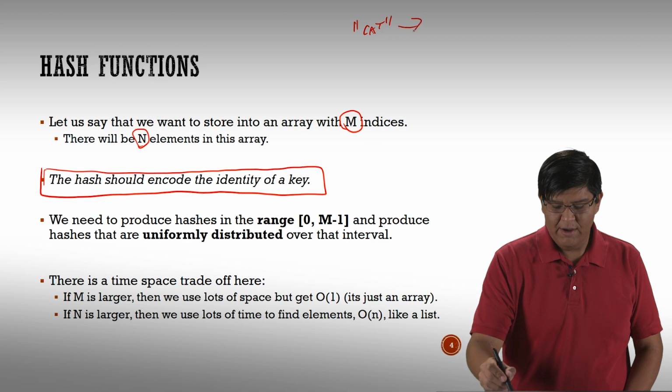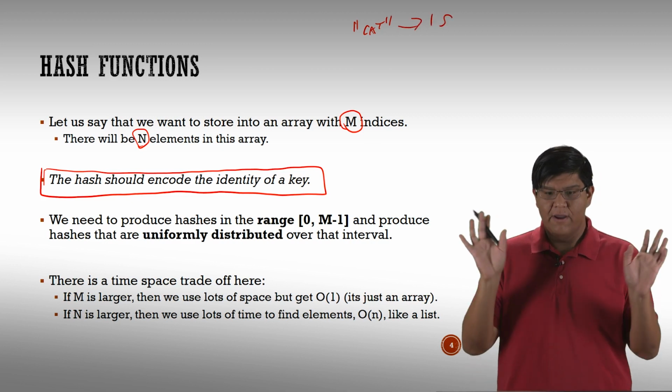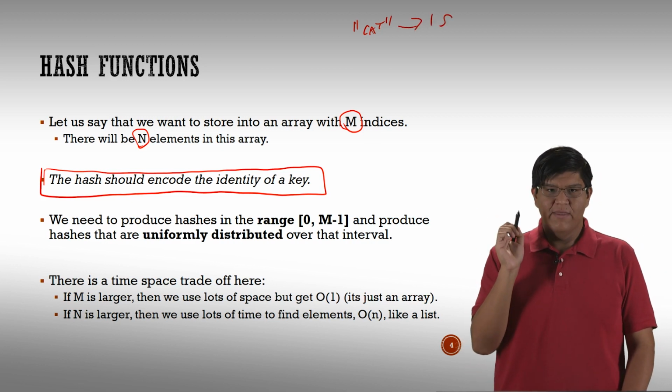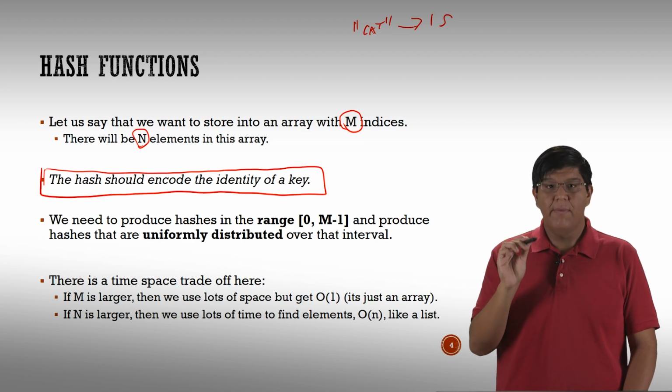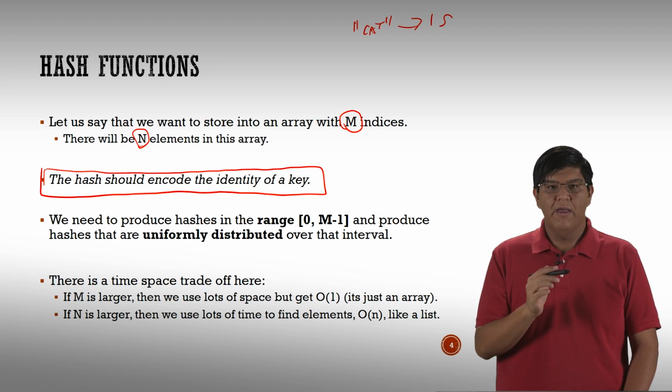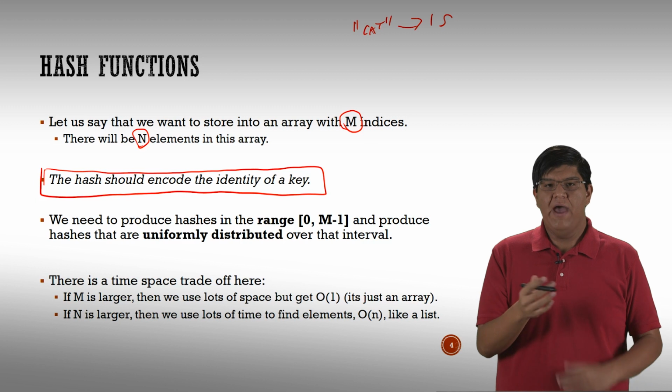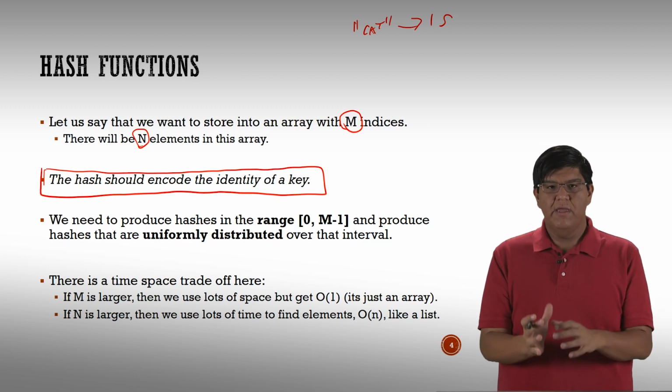And I said that would maybe hash to 15. Great. Now, this is kind of the key thing here: if I change anything in my key, here it's a string, I should change the value of the hash, right? Because that hash is encoding the identity of the key.